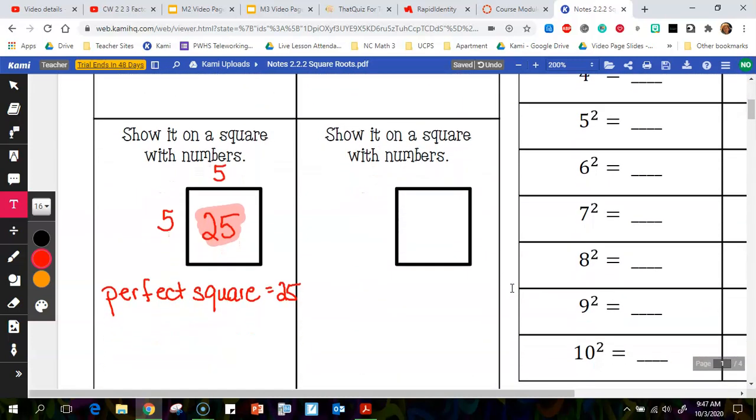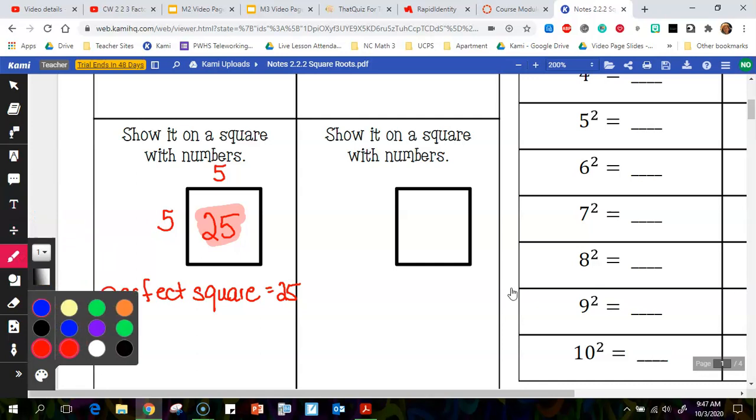So if we go back down here and we show it on this square, this is really where these words come from: a square has all the sides the same, and if you multiply the side times itself, you get the area of the square. So that's really where these words come from. So let's do this side in blue. So again, we have the 5 and the 5.